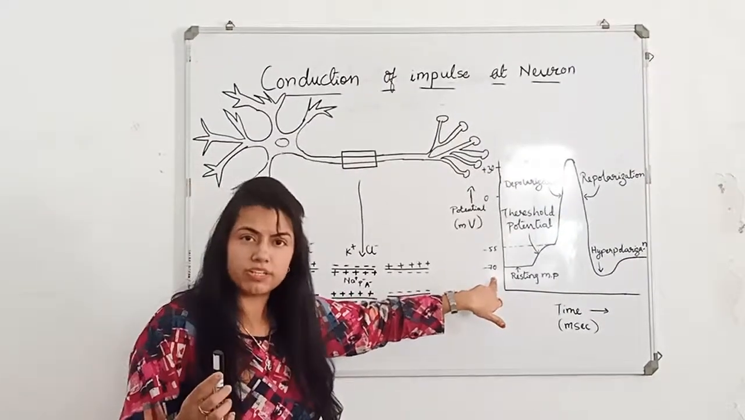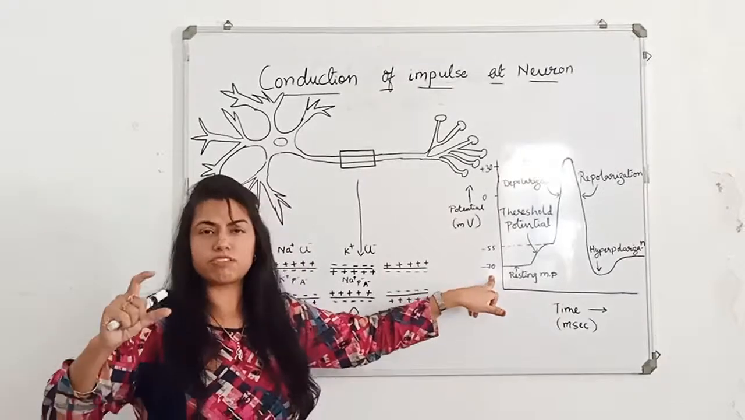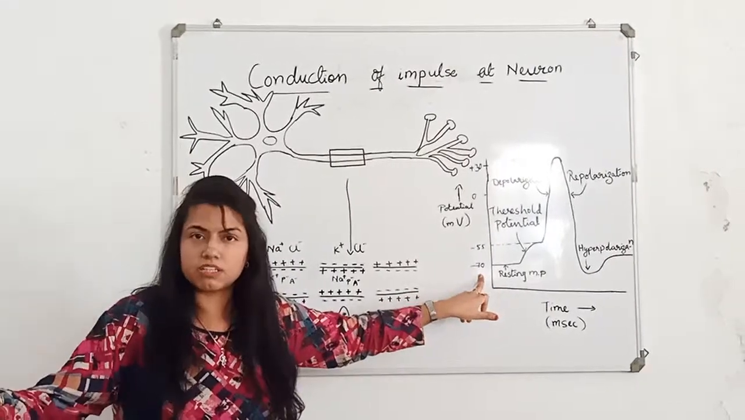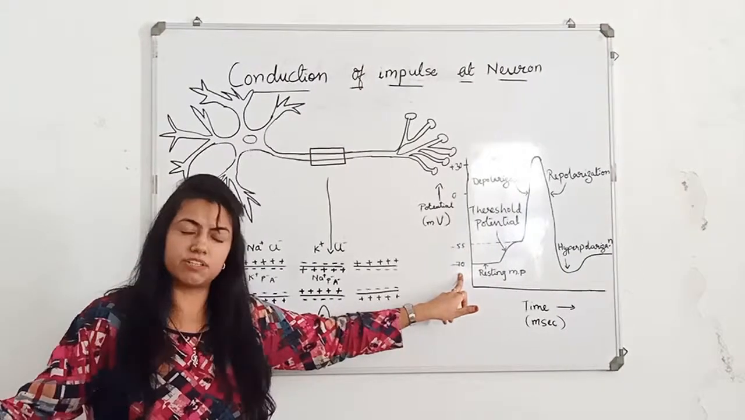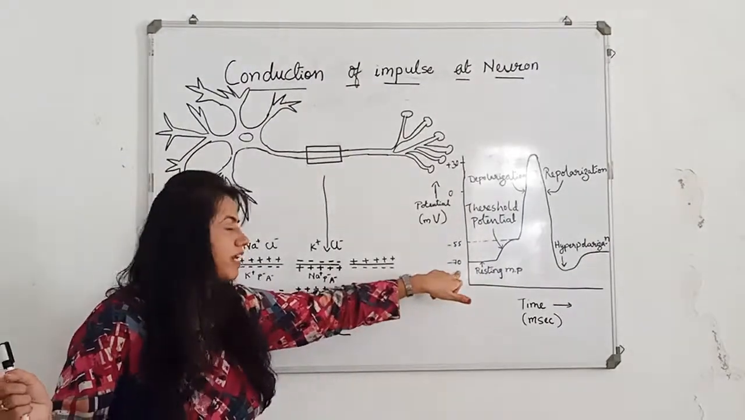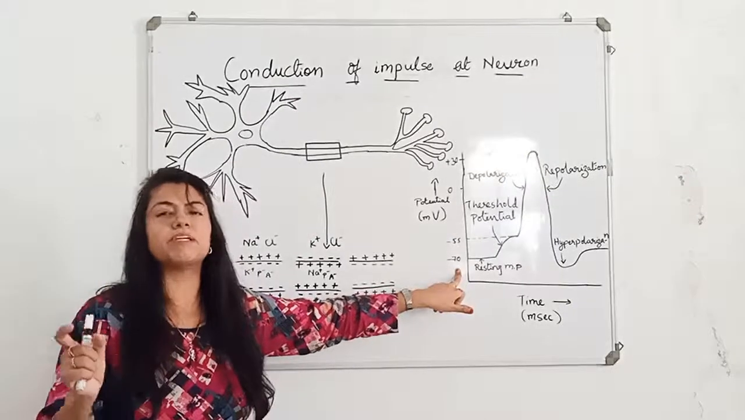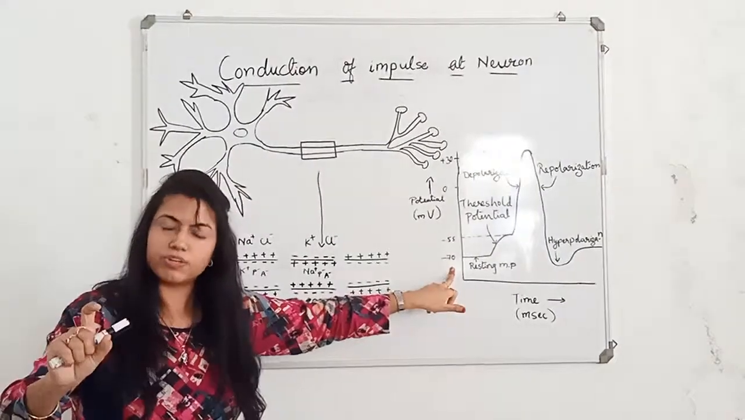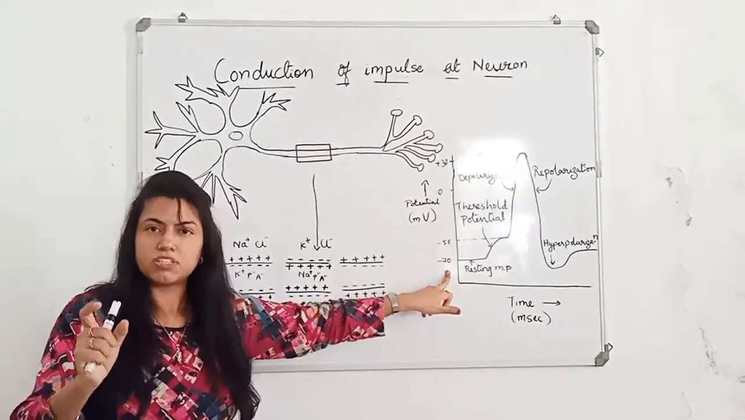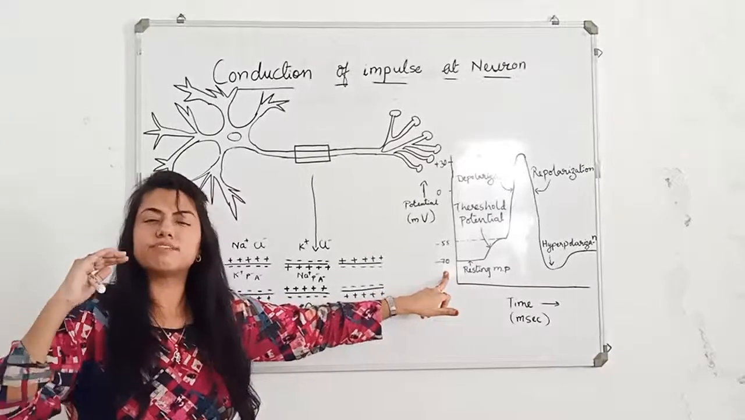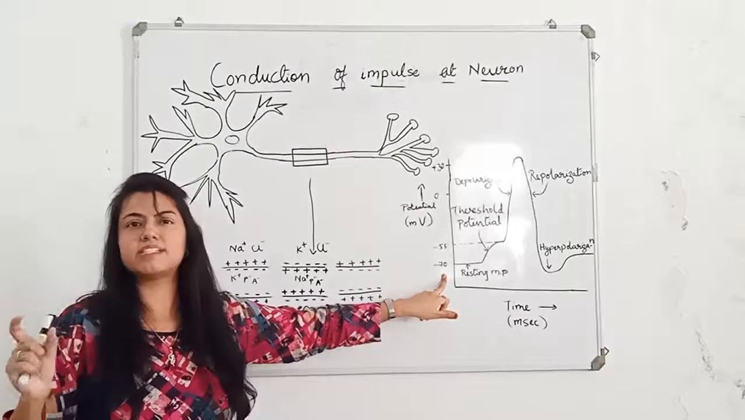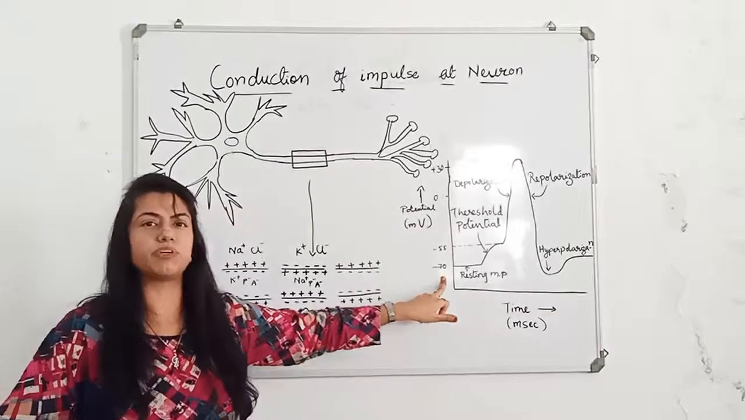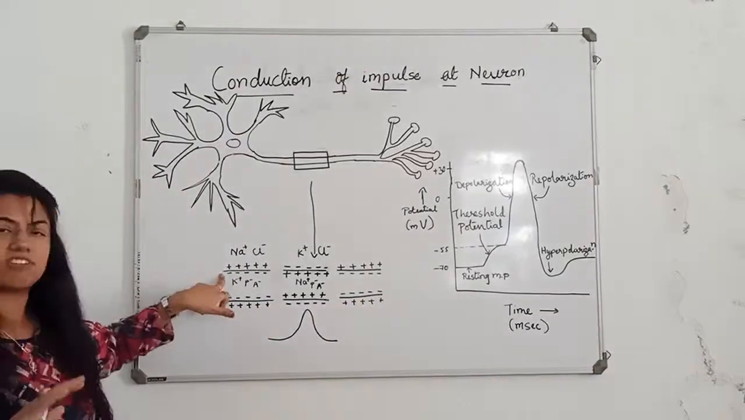Now what is volt? You know that a battery, an electrical signal, has some potential, and that potential is measured in voltage. So suppose minus 70 is the resting membrane potential of a neuron. We are taking an average. Each and every neuron has a different resting membrane potential, but on an average, you can say minus 70 is the resting membrane potential. So it is at resting.